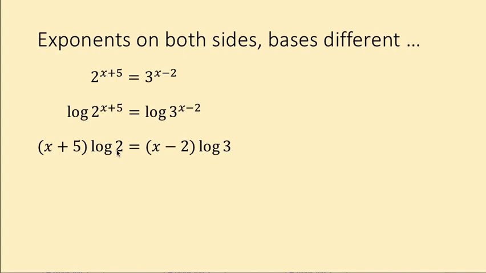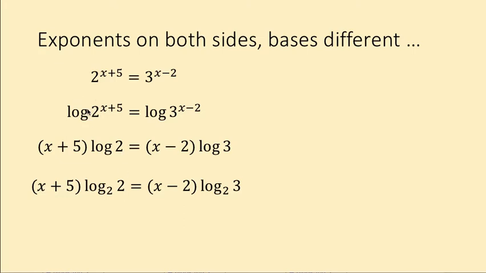So x plus 5 log 2 equals x minus 2 log 3. Now here's the decision-making process. You can leave it as log base 10. You can make it natural log. Or I think the smartest thing to do is pick one of these, 2 or 3. I'm going to pick 2. I'm going to make the base 2.